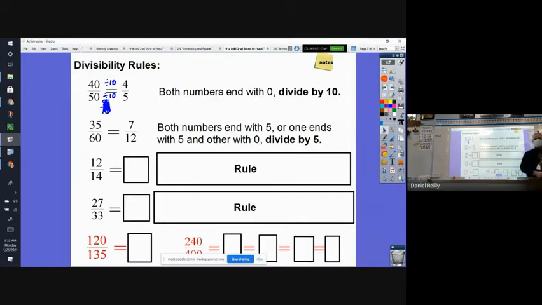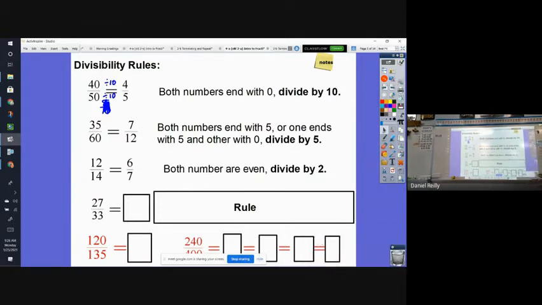All right, next one, 12 over 14. Evie, what are 12 and 14 both divisible by? 2. How do you know that? Because they're both even. Very good. So when the numbers are both even, they're divisible by 2. You should be able to divide any number by 2, no matter how big it is, right? To divide it in half.